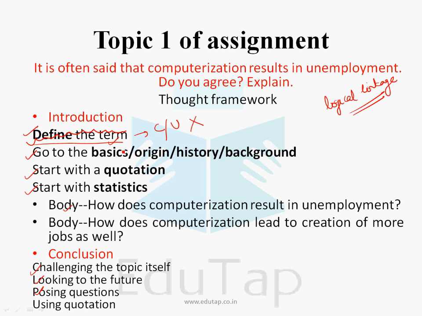Second thing is go to the basics: origin, history, background. Now this can be a good introduction style for this topic. Why? Because in the second paragraph of the body, you are going to write how computerization results in unemployment, and in the next paragraph you are about to write how computerization leads to creation of more jobs. So once you come to the basics of the origin, you can talk about why computerization took place, what was the need of computerization, why did humans go towards computers, right?